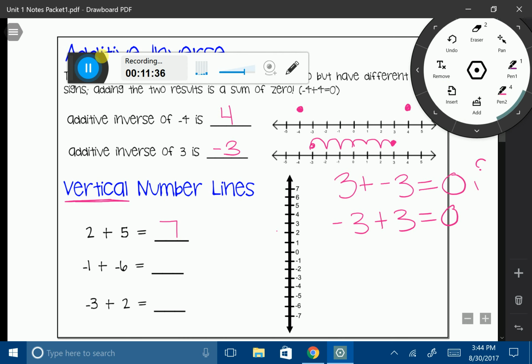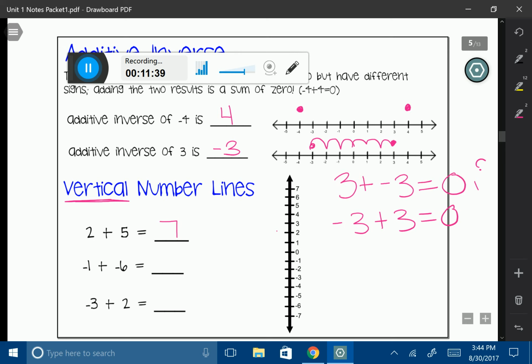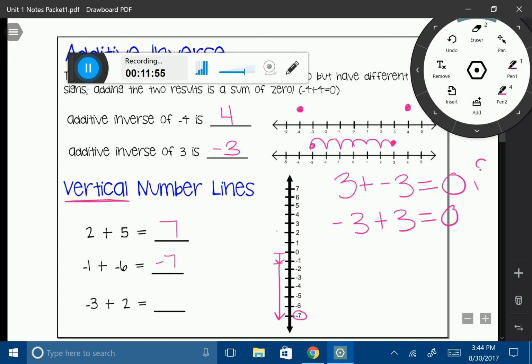Okay, the next one is going to be negative 1 plus negative 6. I'm going to start at my home base 0, and I'm going to go down to negative 1, and I'm going to add a negative. When I add a negative, I'm going to continue down in that direction. So it takes me down to negative 7, and that is my answer. I'm going to go ahead and erase that so I can do the next one.